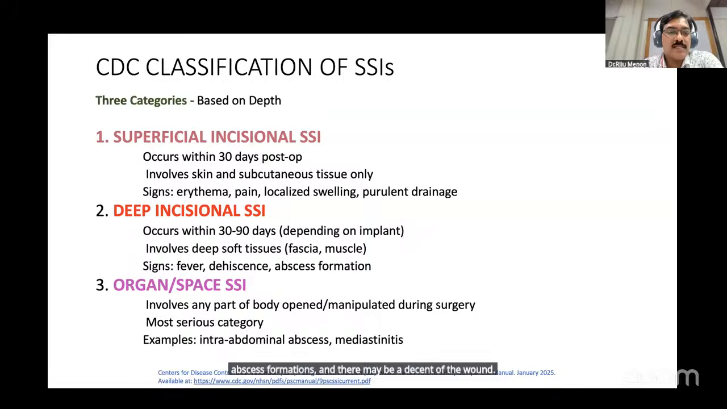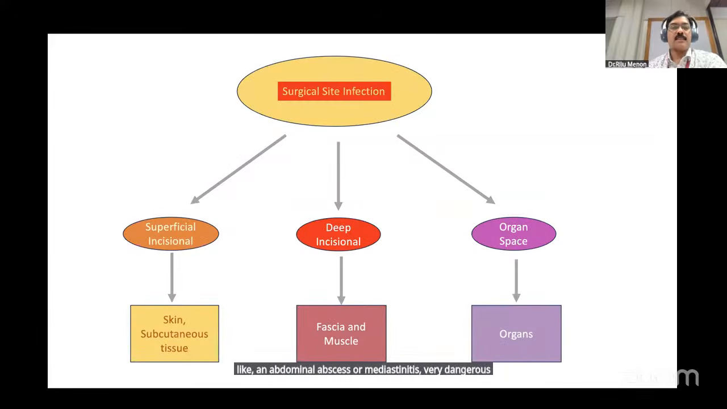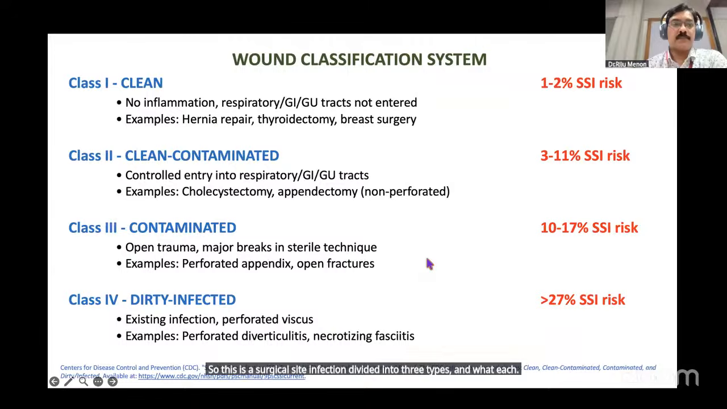The organ space infection is a third type. It involves the part of the body that was manipulated at surgery. This is the most serious type. The first two are possibly more easily treatable, but the last one may actually cause more morbidity and mortality, like an abdominal abscess or mediastinitis, very dangerous conditions. So this is surgical site infection divided into 3 types and what each part means.